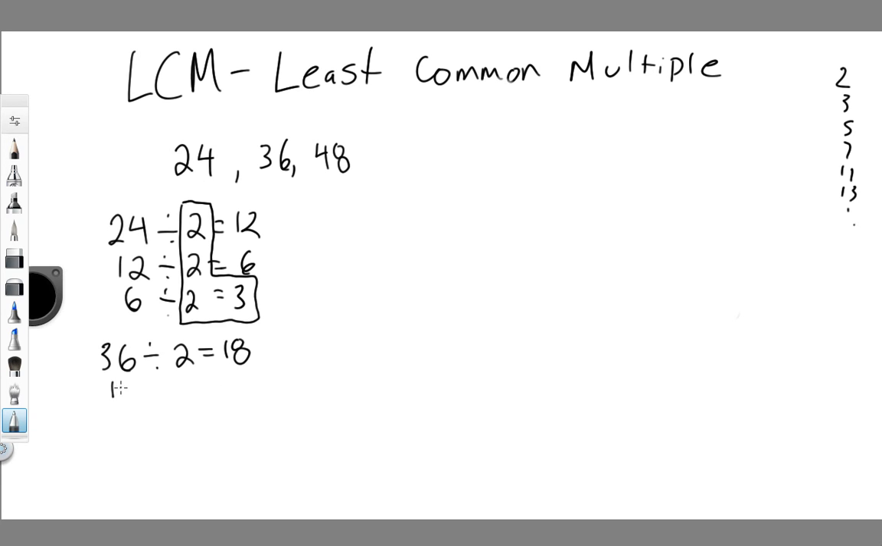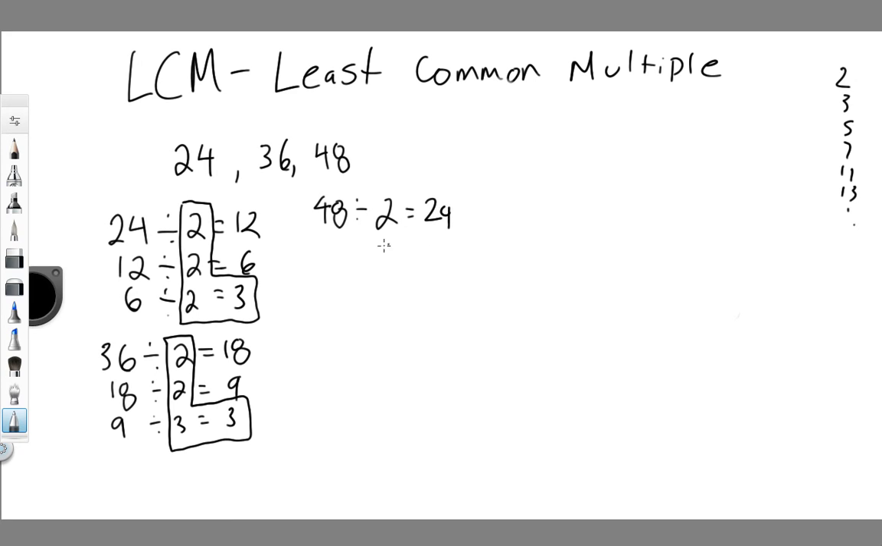36 divided by 2 is 18. 18 divided by 2 is 9. 9 divided by 3 is 3. So there's my L method. I'll write them out in a second. 48 divided by 2 is 24. And really, once you have a number that you've already done, you can kind of guess where this is going. It's going to have this repeated with an extra 2, basically. 24 divided by 2 is 12. But for the sake of completeness, I'll just write it out.